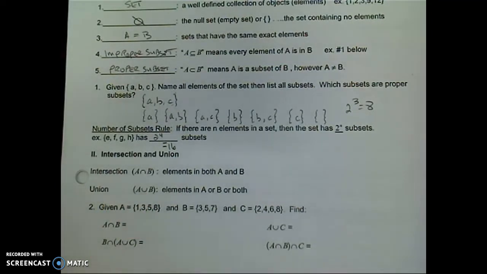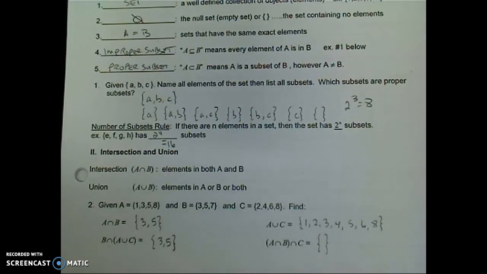So as some examples, given A is 1, 3, 5, and 8, B is 3, 5, 7, C is 2, 4, 6, 8, we're asked to find the intersection of A and B, the union of A and C, the intersection of B with the union of A and C, and the intersection of A and B intersected with C. Go ahead and pause the video, work through these problems, and then you can check your work.